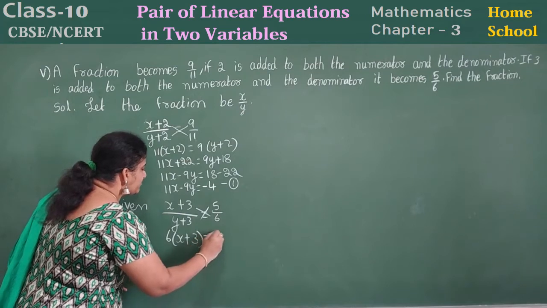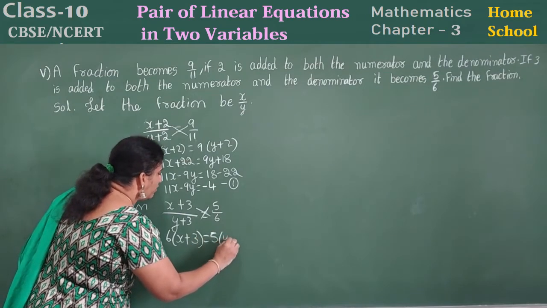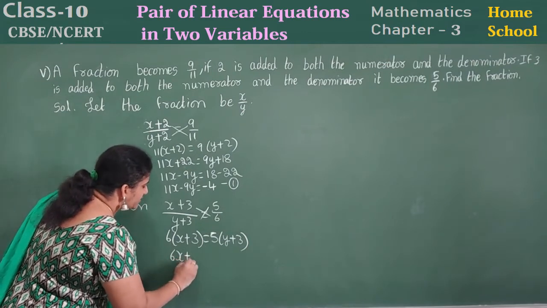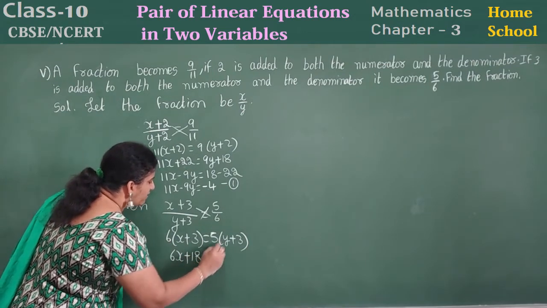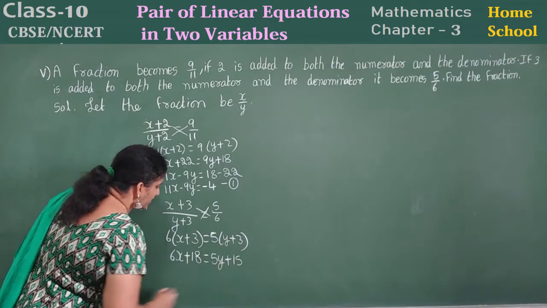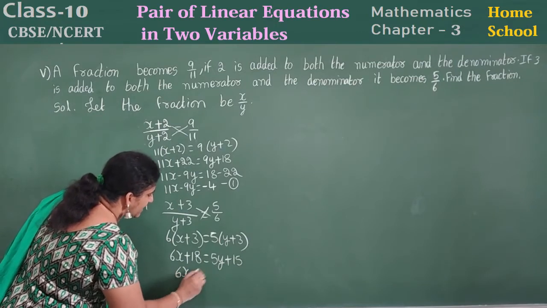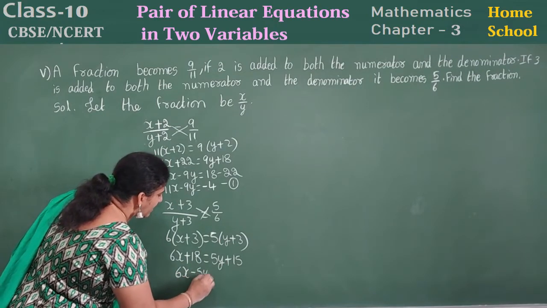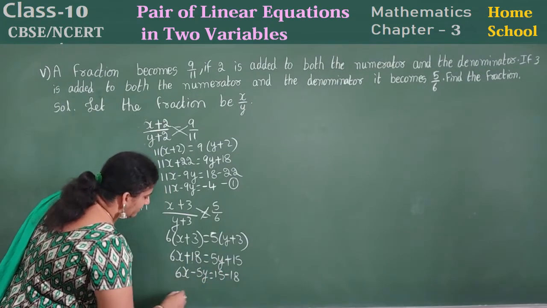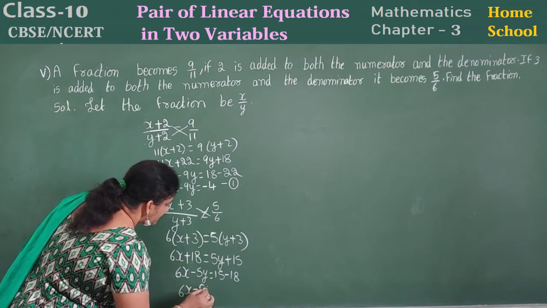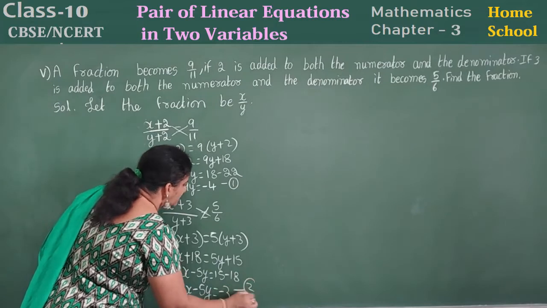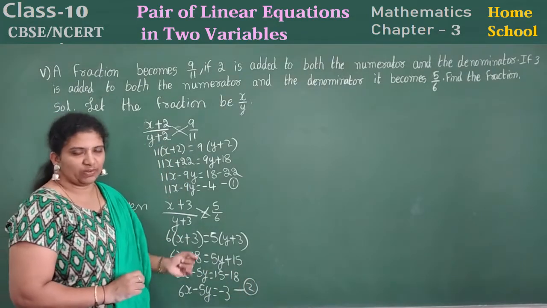6 into x plus 3 is equal to 5 into y plus 3. Now remove the bracket: 6 into x, 6x. 6 3s are 18. 5 into y, 5y. Plus 5 3s are 15. Then now 6x, bring this 5y this side, minus 5y is equal to 15 minus 18. Finally, 6x minus 5y is equal to minus 3. Mark this as the second equation.